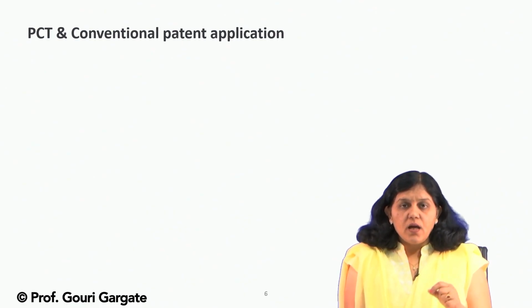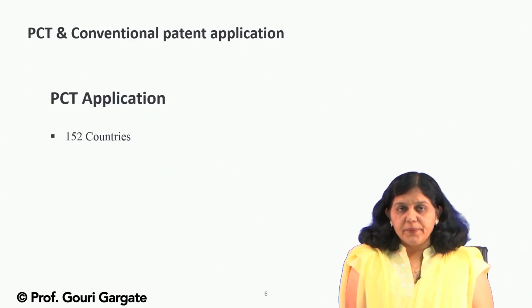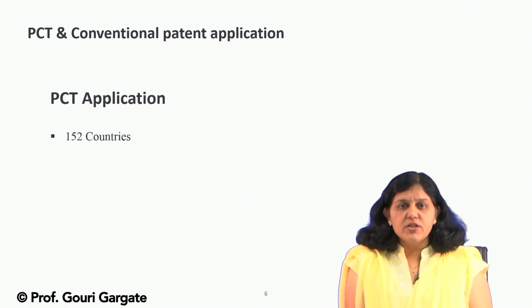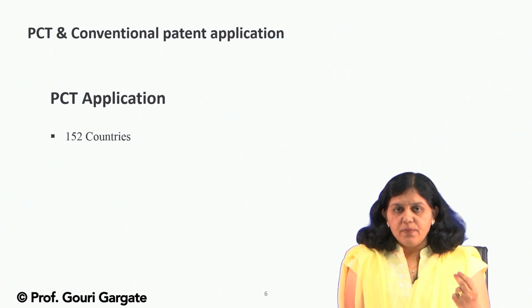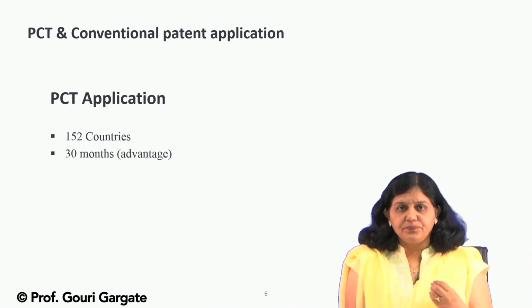To start, how many countries are members of PCT, that is, the Patent Cooperation Treaty? There are a total of 152 countries. And what about the conventional? There are 177 countries. Fine. What is the difference between the timeline for national entry? PCT gives the time of 30 or 31 months depending on the country, while the conventional application provides only 12 months.